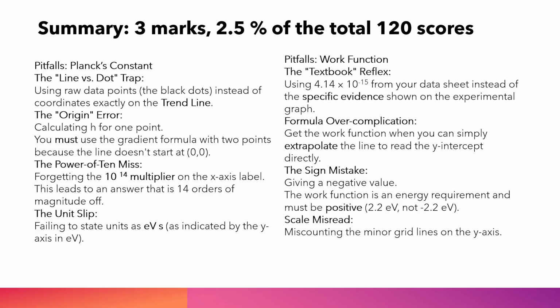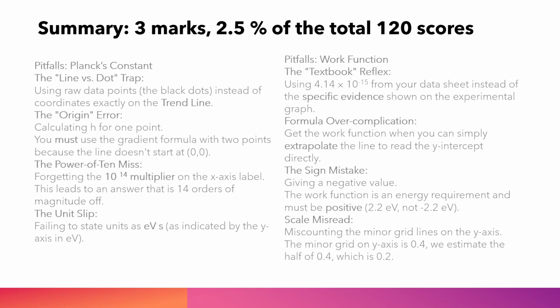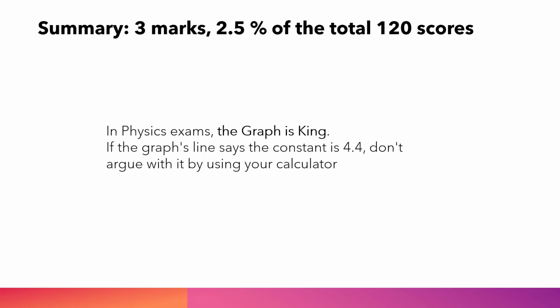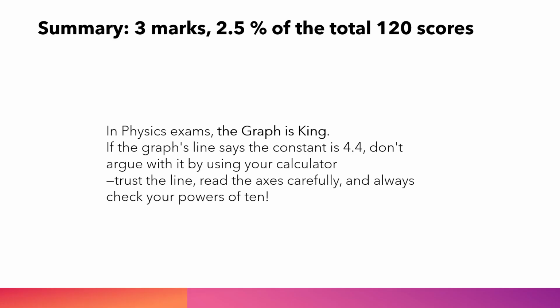Scale misread. Miscounting the minor grid lines on the y-axis. The minor grid on the y-axis is 0.4, and we estimate the half of 0.4, which is 0.2. In physics exams, the graph is king. If the graph's line says the constant is 4.4, don't argue with it by using your calculator. Trust the line, read the axis carefully, and always check your powers of 10.